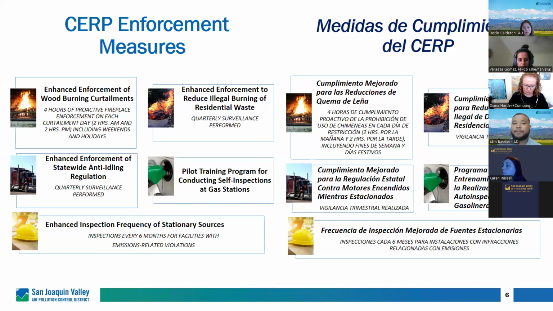Specifically for the wood burning curtailment, there's 4 hours of surveillance conducted each curtailment day, with 2 hours done in the morning and 2 in the evening. And then for our illegal burning of residential waste and anti-idling regulation, we perform quarterly surveillance.